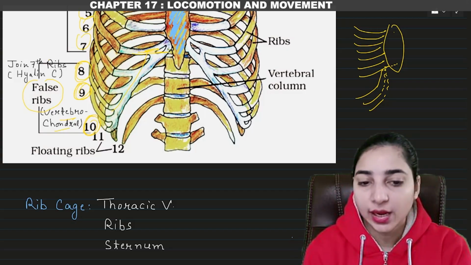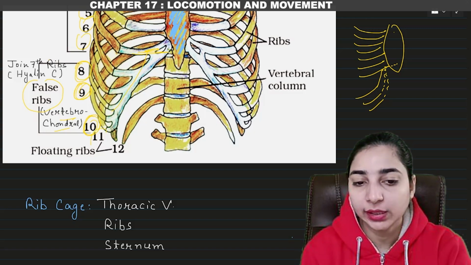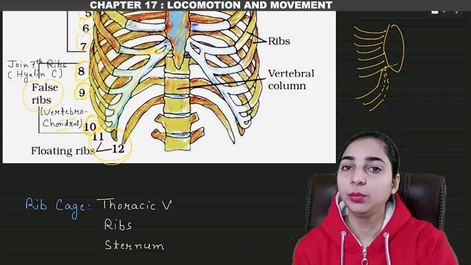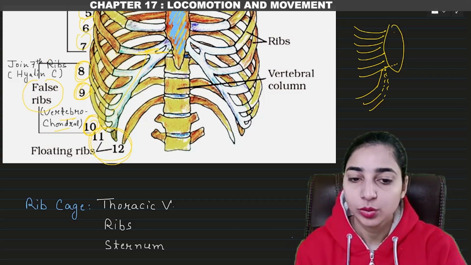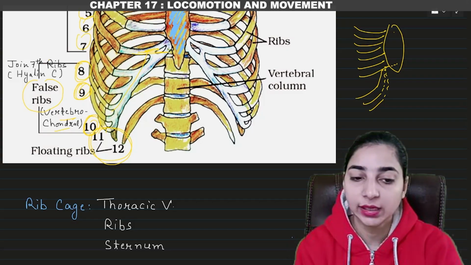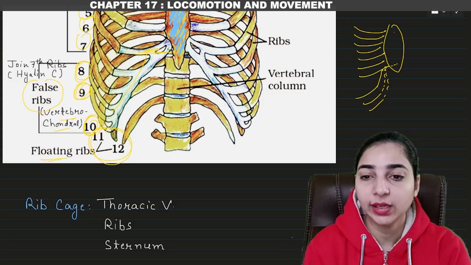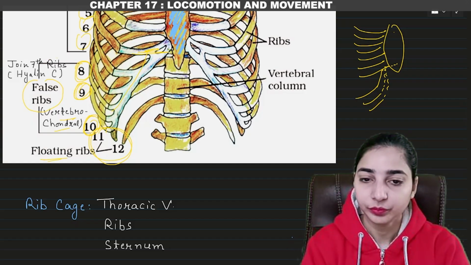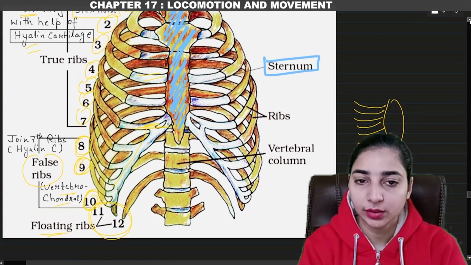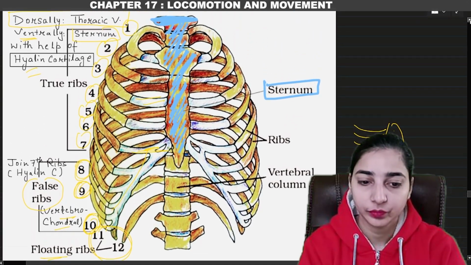Okay, and the last two ribs, that means the rib number 11 and rib number 12, are not connecting with the sternum either directly or indirectly. So their ends are free. They are not connecting to anything on the front side. Therefore, these are known as floating ribs. Okay. So I hope you have understood this diagram. If you want to take the screenshot, you can take this.